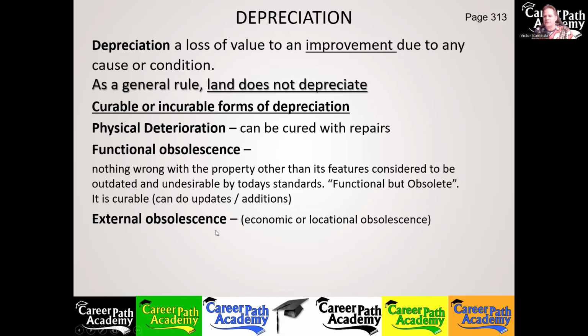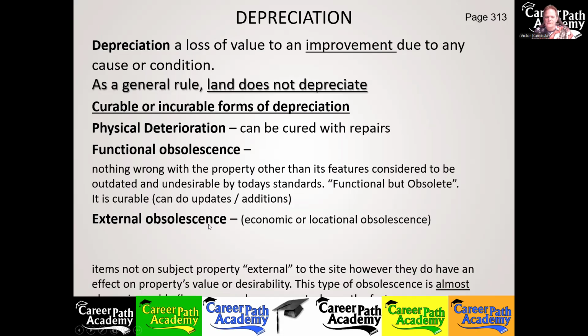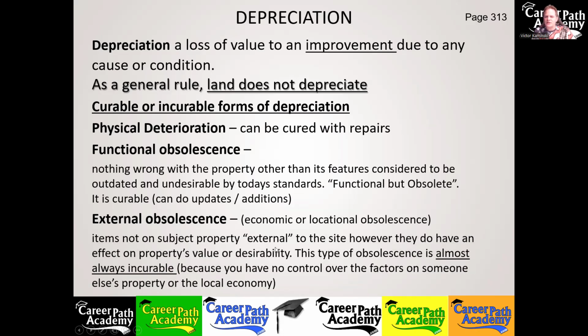Right? Oh, that whole area just recently got flooded, or that whole area is contaminated in some way, or something to that nature. So something that's not on the subject property that could affect the value or desirability. So items not on the subject property, external to the site. However, they do have an effect on the property's value or desirability. So this type of obsolescence is almost always incurable because you have no control over factors that are going on in someone else's property or the local economy.